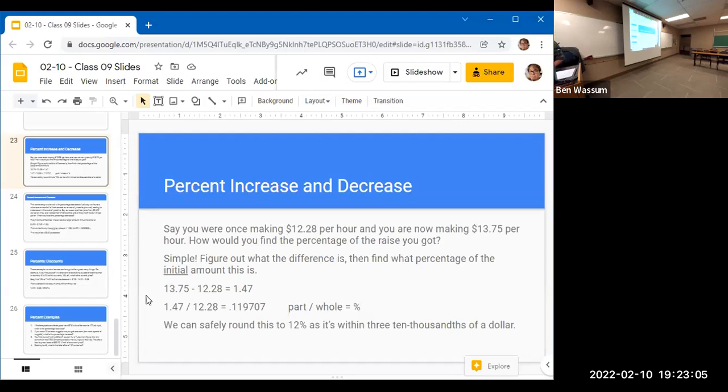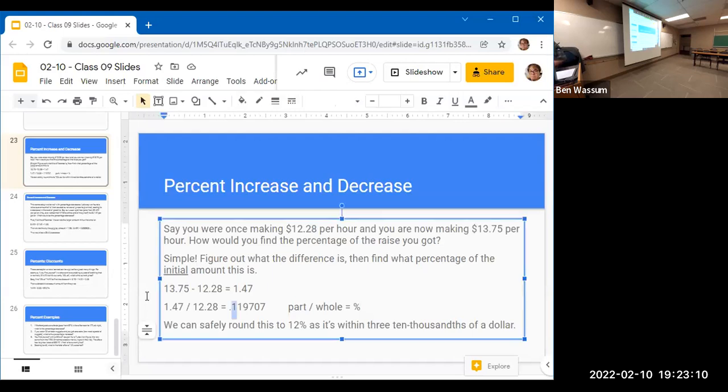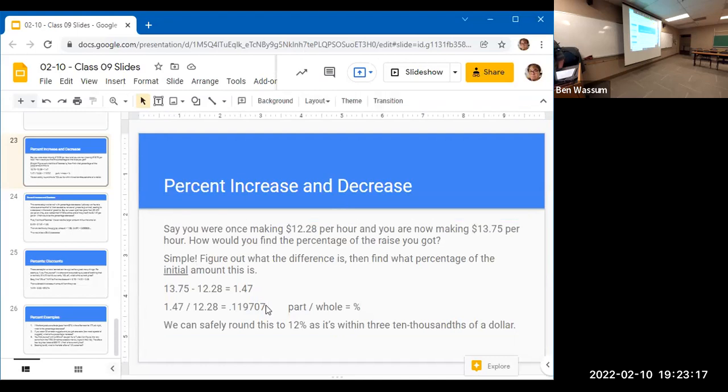So we put the $1.47 over the $12.28, do the division, and we end up with 0.119707. And I said we could just go ahead and round that to 12%. We don't need to call it 11.9707, because at this point you're within very minuscule parts of a dollar. We're not really playing with anything at that point. So anything past that would just be a rounding error. So that means you got a 12% raise.